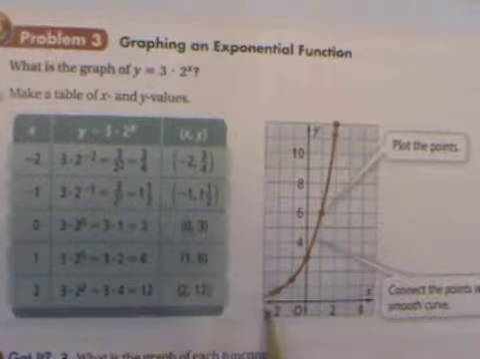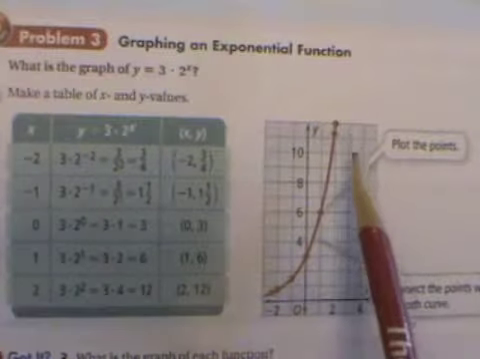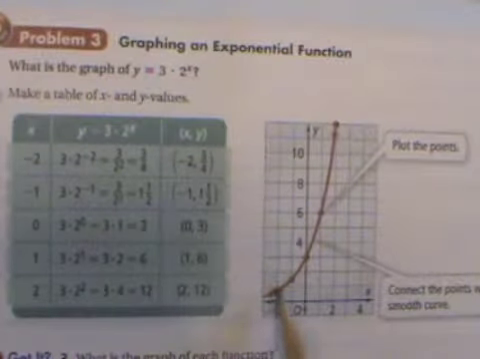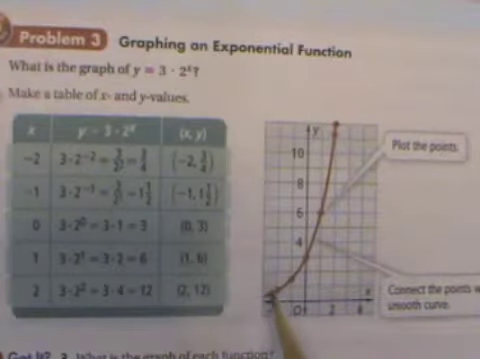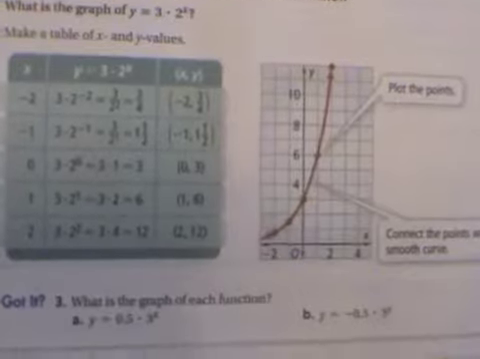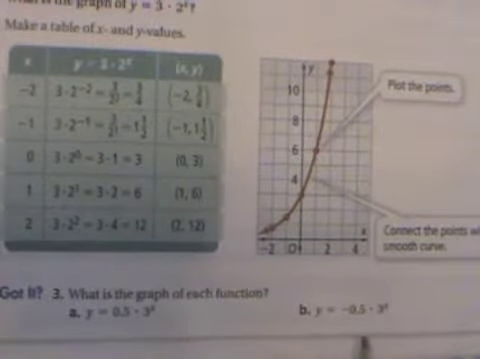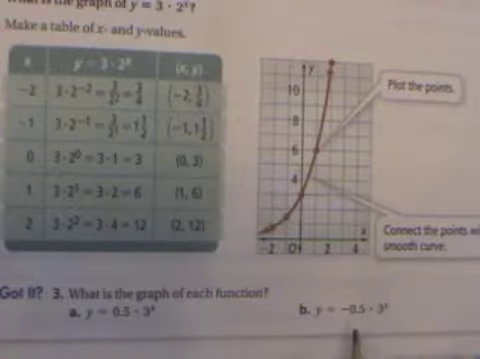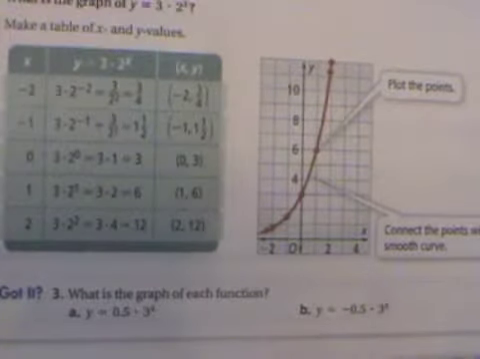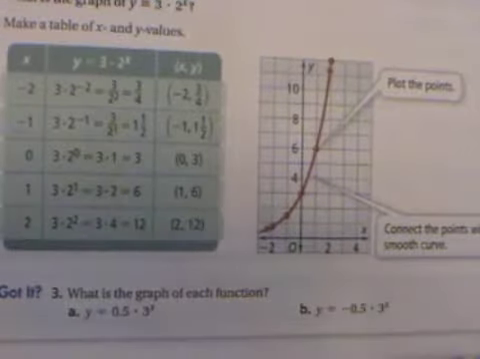Now, when you have a function with an exponent in it, you're not going to have a straight line. You're going to have a curve. So you're going to plot your points very carefully, and you're going to connect them with as smooth a line as possible. Give this a try. I kind of like how this one is positive 0.5 and that one's negative 0.5. So go ahead and graph both A and B, and then let's check back and see what we've got.